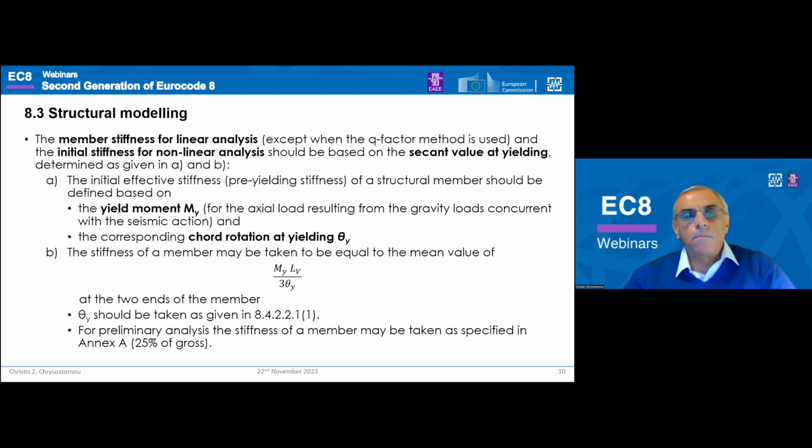And the member stiffness may be taken to be equal to the mean value of the ratio My times Lv divided by 3 theta y at the two ends of the member. And the simplification for the initial analysis was also mentioned by Tatiana before, that it can be taken as 25% of the gross, so as at an initial stage to do this calculation without requiring the detailed calculation.